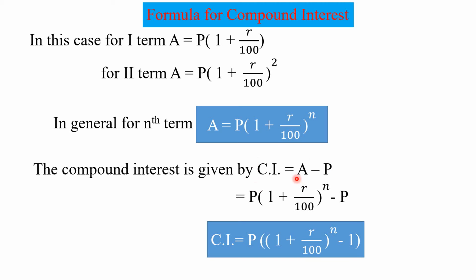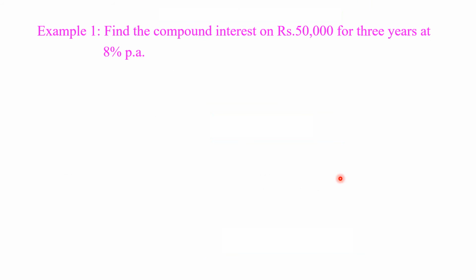So we put the formula of A in this equation. So we get P in bracket 1 plus R divided by 100 bracket raised to n minus P. So we get the formula: compound interest is equal to P in bracket 1 plus R divided by 100 bracket raised to n minus 1. Let us see some examples of compound interest.